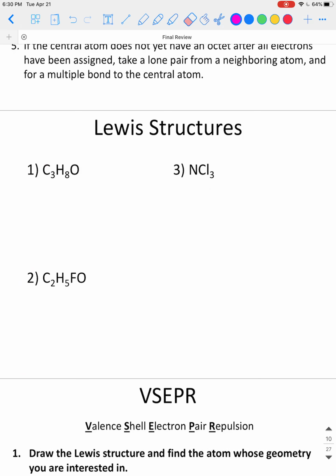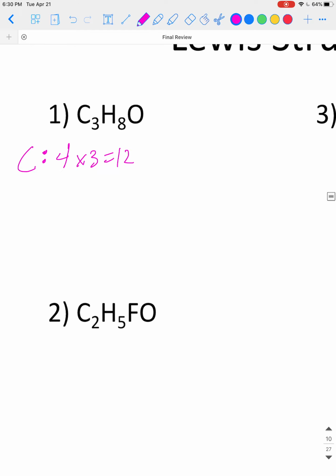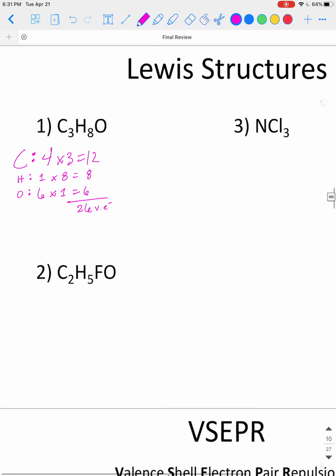The first thing we got to do is find the total number of valence electrons. So carbon, I know, carbon has 4 valence. We have 3 carbons, so if we're adding up the valence for carbon, each one has 4. There's 3 of them, so that's going to be 12. If we are doing it for hydrogen, we know that it has 1 valence, and we have 8 hydrogens here. And oxygen has 6 valence, and we just have 1 oxygen, so 6. So that's 26 valence electrons we have to account for in this molecule.